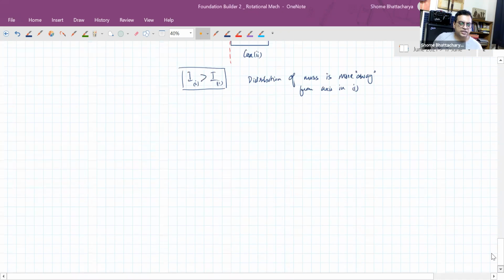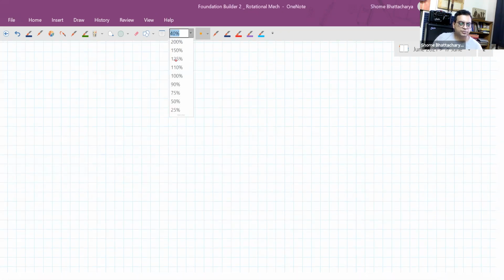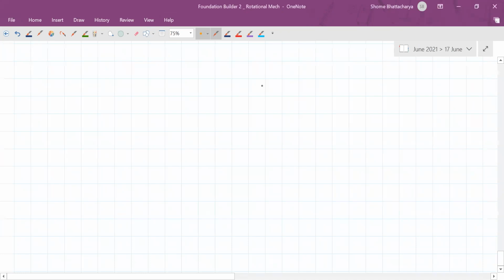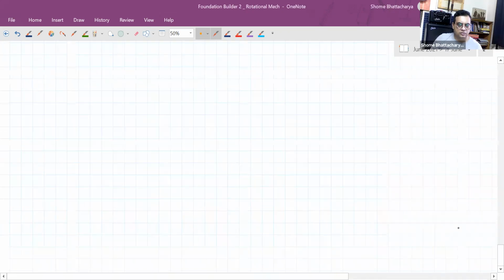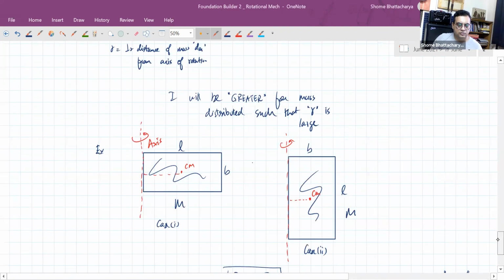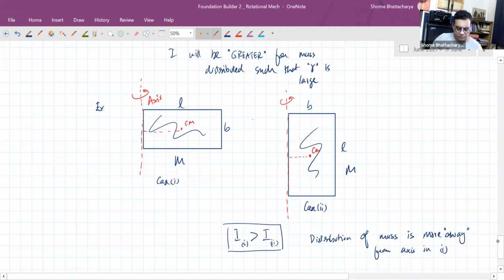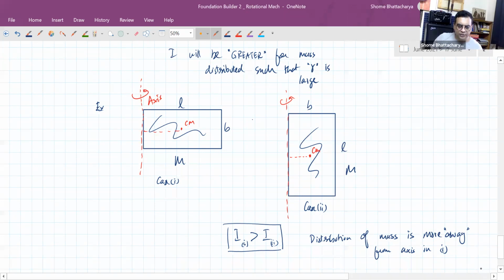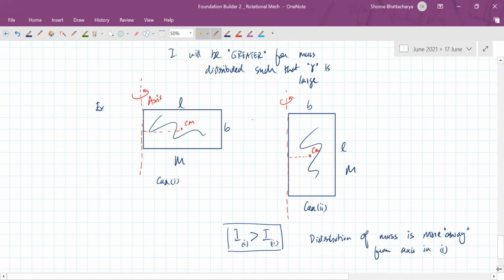Okay, so let's understand one very basic example of moment of inertia. Sir, could you just show that diagram once again? Yeah. Done, sir. Got it now. Okay. So you understood why moment of inertia is greater in the first case and less in the second case, right? Yes. Okay.